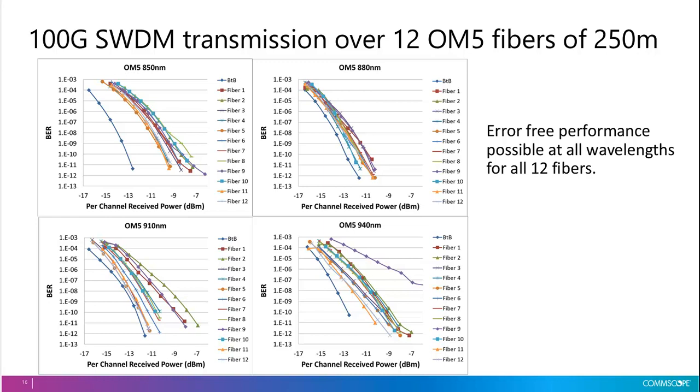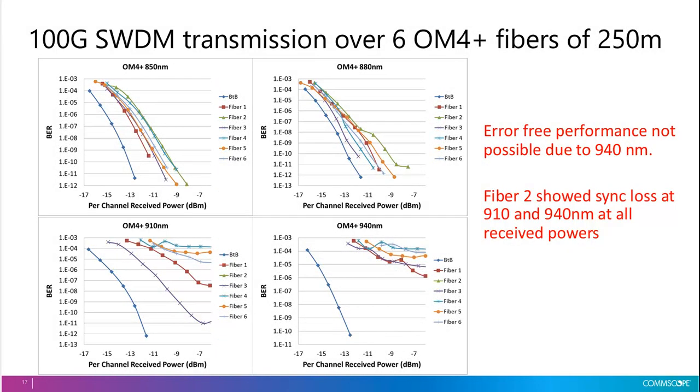The only one we see is for the 940 nanometer channel, fiber 9, that's a purple graph. That seems to be developing an error floor, but it's going to be below 1e minus 7. So we can correct all of those errors and have error-free performance for all 4 wavelength channels using any of these 12 fibers. This works really well. And this corresponds to the data we had before where we had at least 5 dB margin for these fibers at 250 meters.